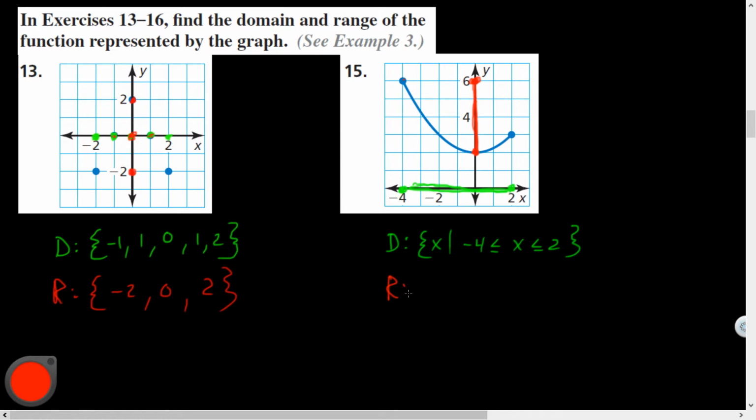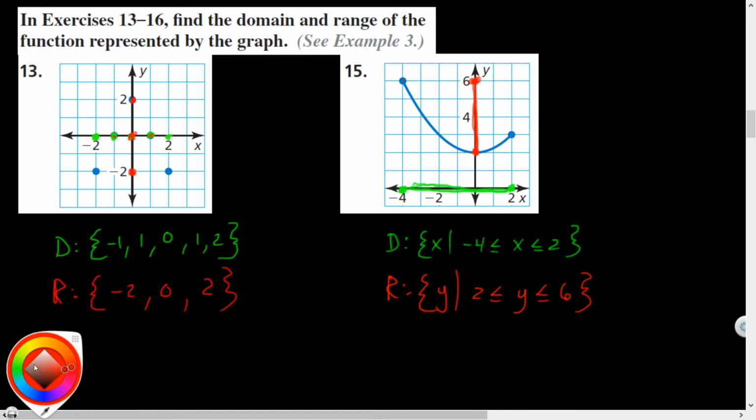So the range, in this case, the possible outputs, are the set of all y such that y is between, let me make sure I got my scale right. If that's 4, then 1, 2, 3, 4. Each box represents 1, and that is 2 is less than or equal to y is less than or equal to 6. All right, so domain and range.